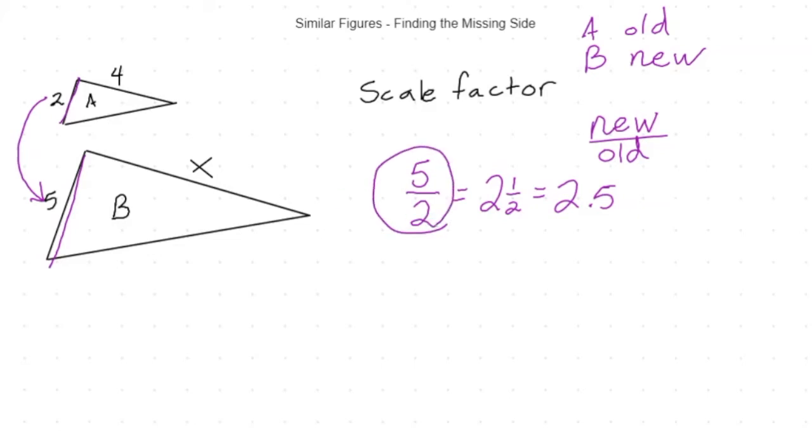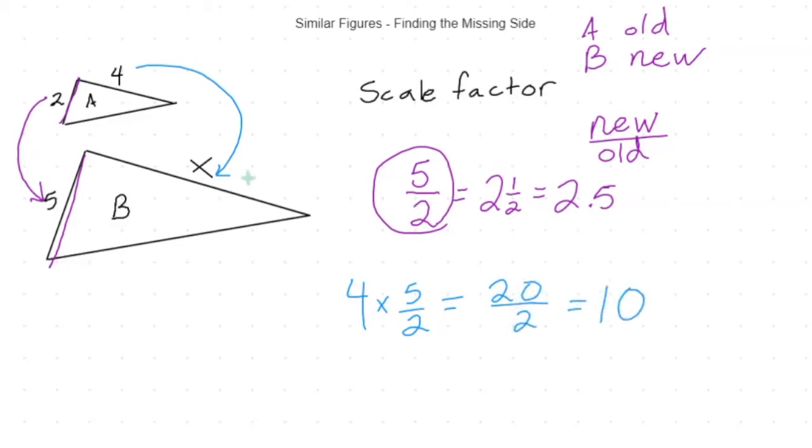Now, once we have our scale factor, we can find x, because 2 times 2.5 or 5 over 2 is 5. So we need to figure out what 4 times 5 over 2 is going to be. That's going to be 20 over 2 or 10. So this missing side right here has to be 10.